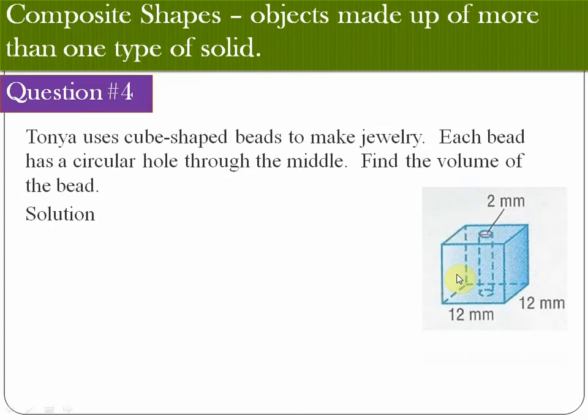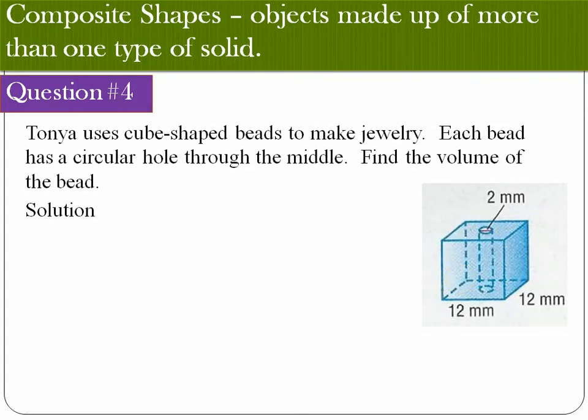Next, moving on, question number 4. It is a composite shape. Composite shapes are basically those shapes which have two or three types of shapes, and two or three figures collected to make one shape is called a composite shape.